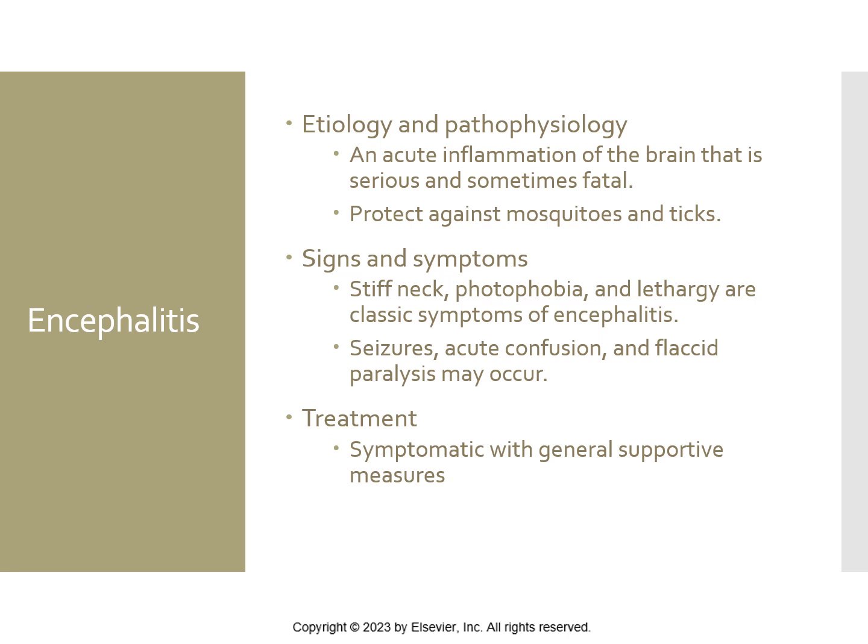The most common types of viral encephalitis in the United States are caused by herpes simplex virus 1, West Nile virus, and the enteroviruses. If treatment for herpes simplex encephalitis is not started before coma occurs, death is almost certain. The onset of encephalitis may be sudden or insidious. There may be behavioral and personality changes and a decreased LOC. Stiff neck, photophobia, and lethargy are classic symptoms of encephalitis. Seizures, acute confusion, and flaccid paralysis may occur.